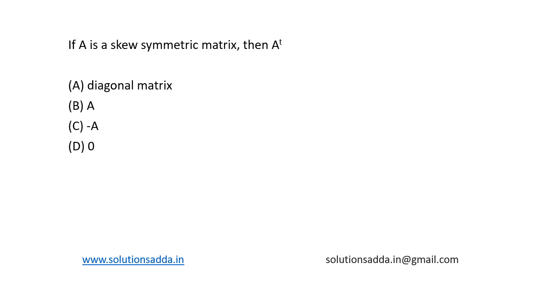And the basic property is that if A is skew-symmetric, then A transpose is equal to minus A. This is the basic property. So based on the options, option C is the correct answer.